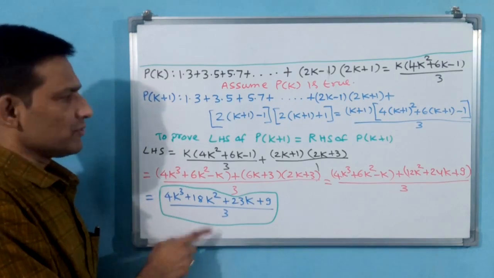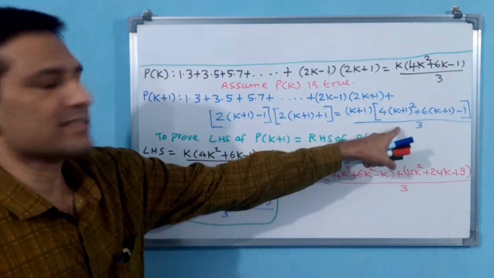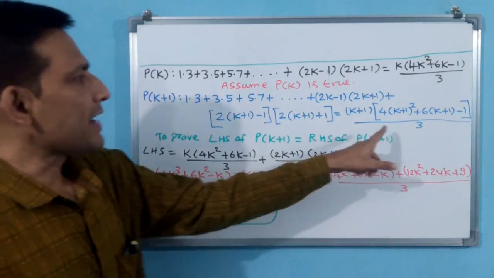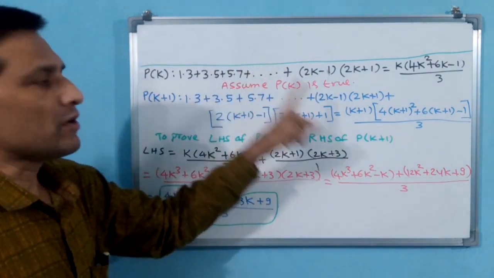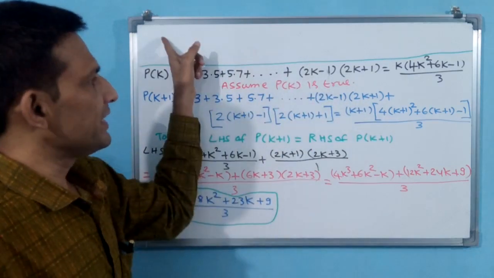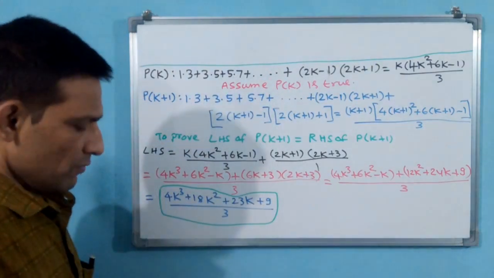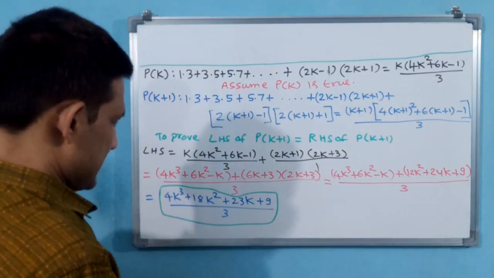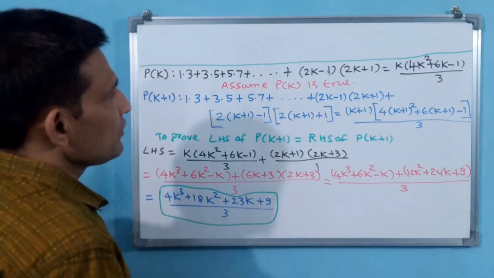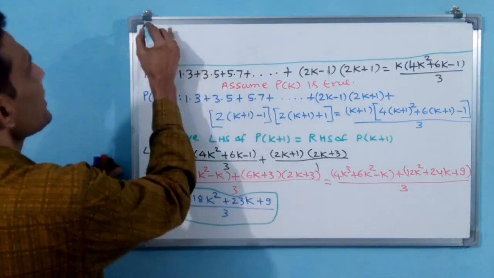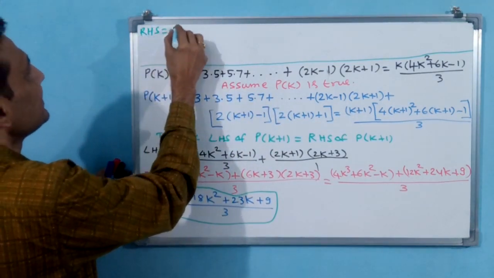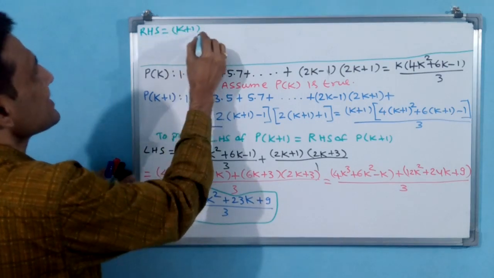LHS final result we have received, but this is not equivalent to RHS. If you compare directly, RHS further simplification we have to do. Okay, RHS we will take and further we will simplify. Directly some steps we can take here. What I am doing, you see, k plus 1, RHS first you have to write RHS is equal to k plus 1.